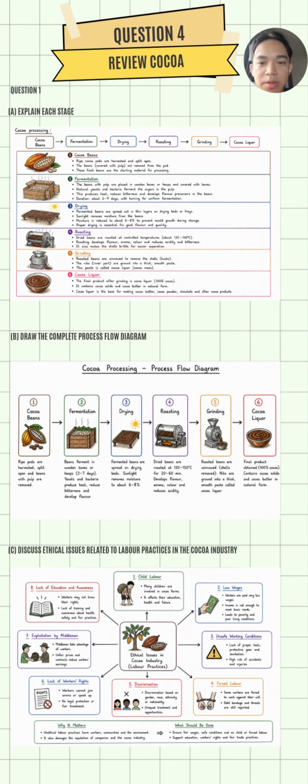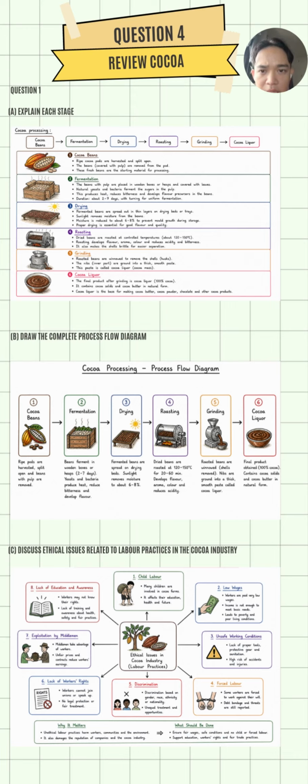Now I will explain the review of cocoa, which includes cocoa processing, cocoa butter production, and the Maillard reaction. First, for question 1, cocoa processing. The process begins with the cocoa beans, which are harvested from the cocoa pods. After harvesting, the beans are removed from the pods and undergo fermentation. During the fermentation, microorganisms such as yeast and bacteria break down the sugar in the pulp surrounding the beans.